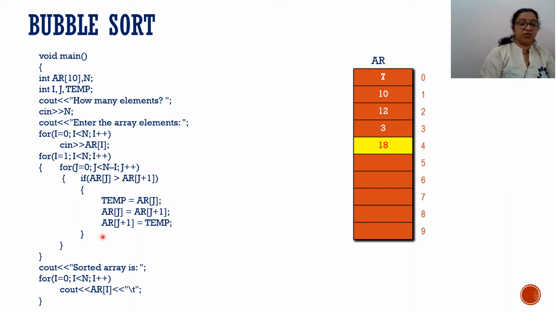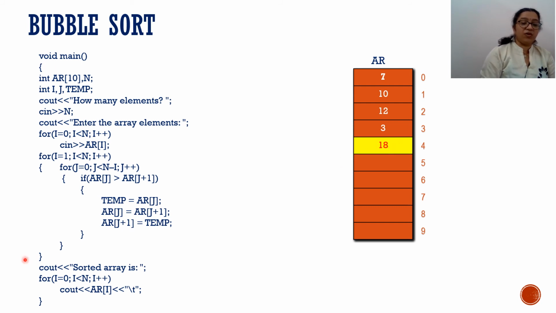Understood? Swapping is over. Now j plus plus. So the comparison, see the comparison? j is less than 4. j is 4 and n minus 1 is also 4. So the loop ends here. That means one pass is over, one iteration process is over here. So after this iteration, we got the highest element in the last position.